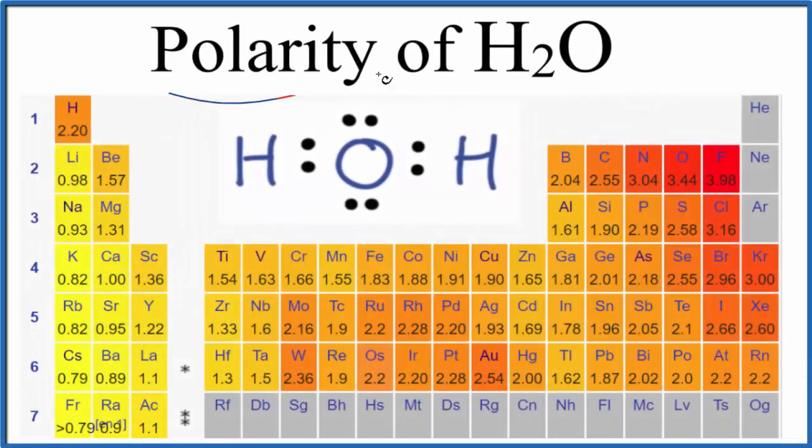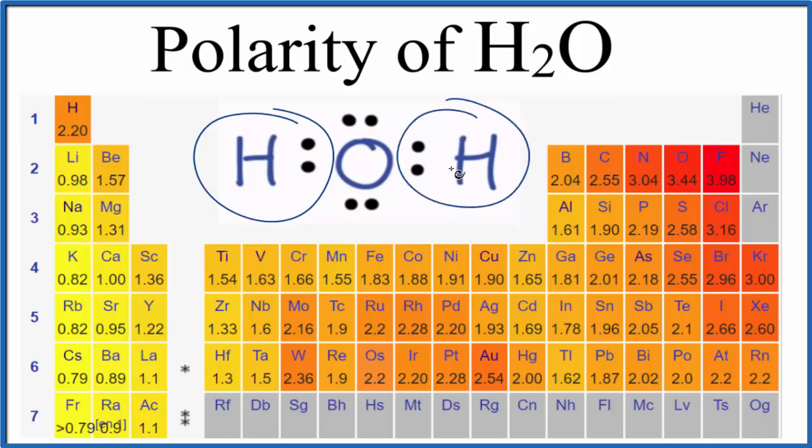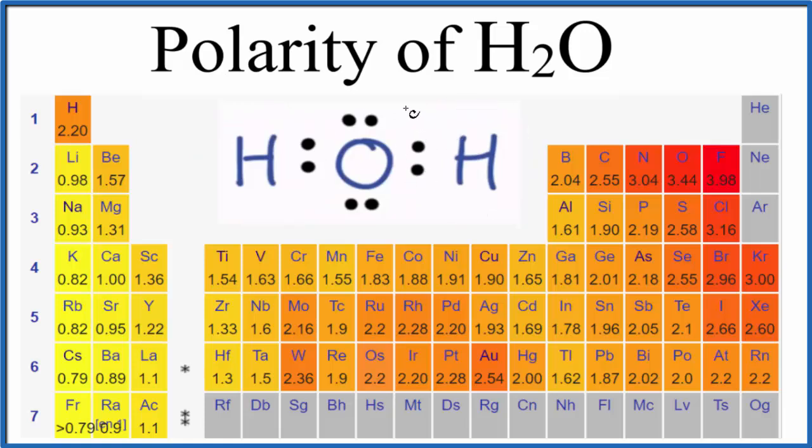Let's look at the polarity of water. That's H2O. So we'll start with the Lewis structure here. This is our Lewis structure. Each hydrogen has 2 valence electrons, so its outer shell is full. The oxygen has 8. It has an octet.